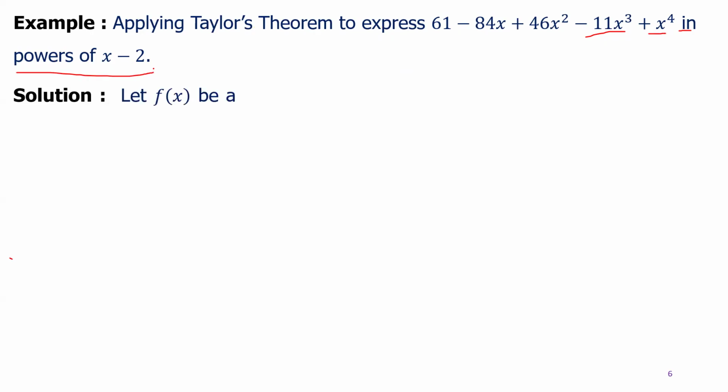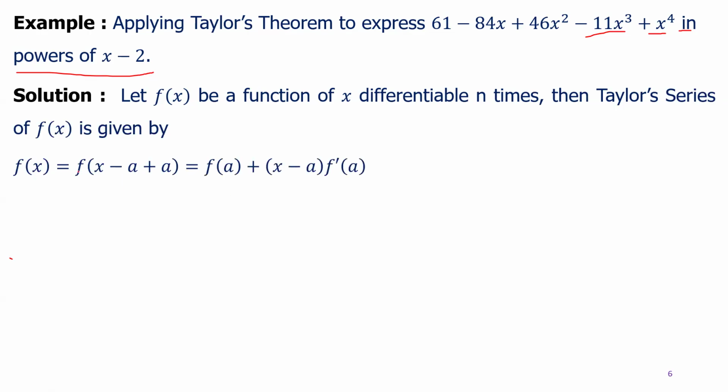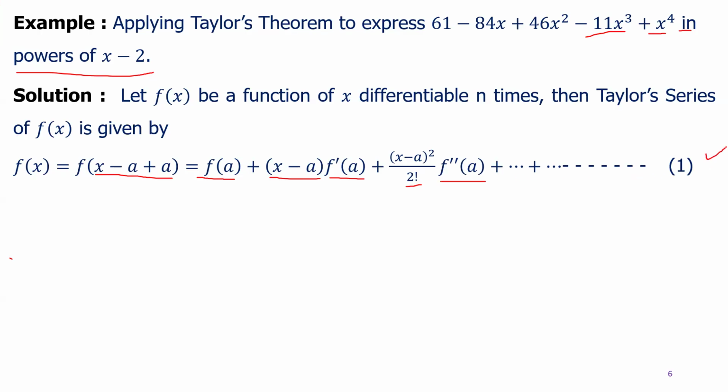Let f(x) be a function of x differentiable n times. Then Taylor's series of f(x) is given by f(x) = f(x - a + a), which is equal to f(a) + (x - a) f'(a) + (x - a)² / 2! f''(a), and so on. Let us give it equation number 1.